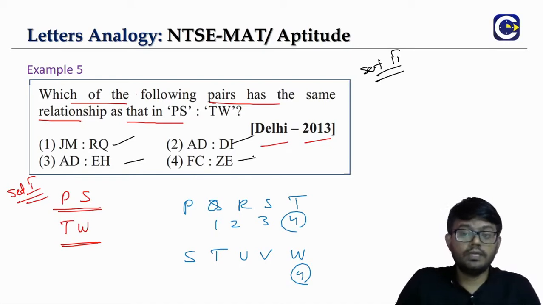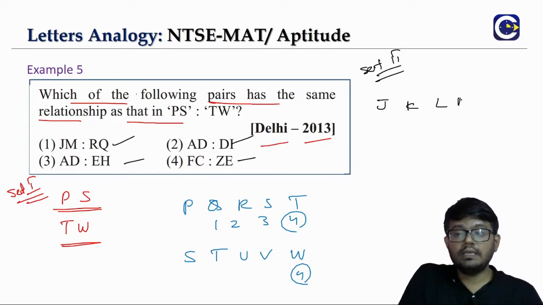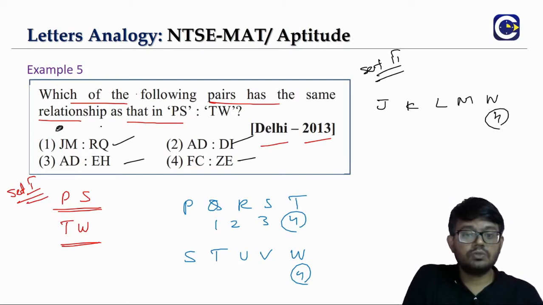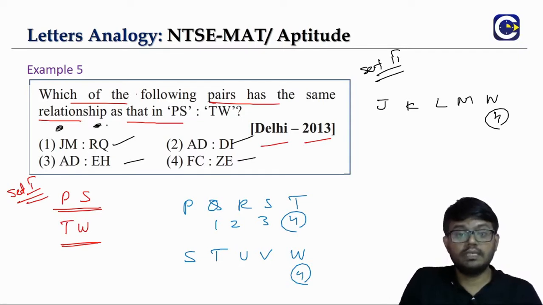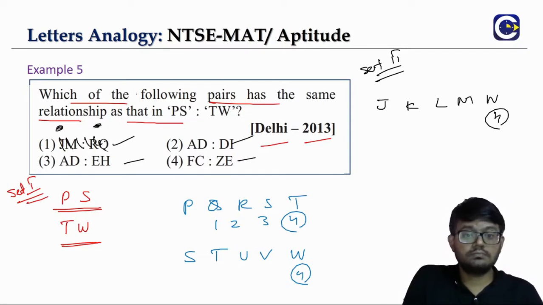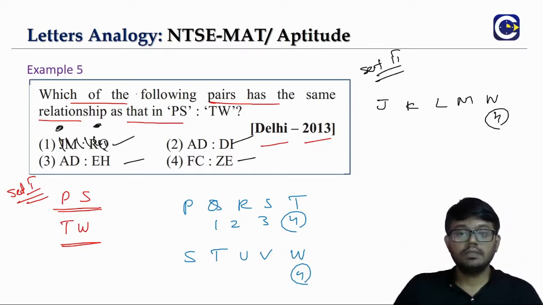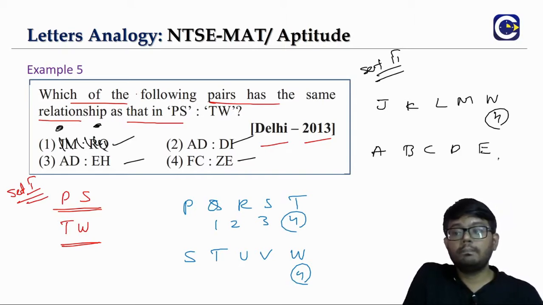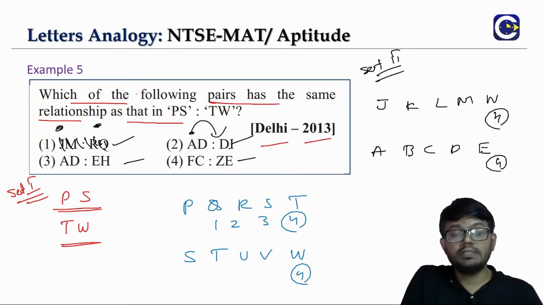So how will we do it? J means K, L, M, N. So J should be related to N, but there is no N, there is R. That cannot be the answer. Next we will go to option 2. A means A, B, C, D, E should come fourth, but they are saying A is matched to D.